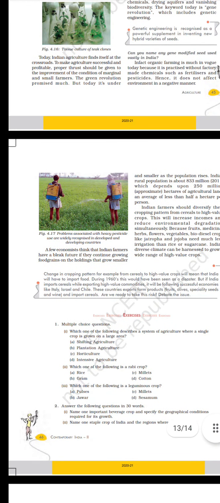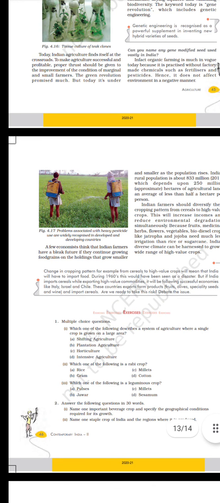Multiple choice questions. Which one of the following describes a system of agriculture where a single crop is grown on a large area? Shifting agriculture, plantation agriculture, horticulture, intensive agriculture. Which one of the following is a rabi crop? Rice, millets, gram, cotton. Which one of the following is a leguminous crop? Pulses, millets, jowar, sesame. Answer the following questions in 30 words. Name one important beverage crop and specify the geographical conditions required for its growth. Name one staple crop of India and the regions where it is produced.